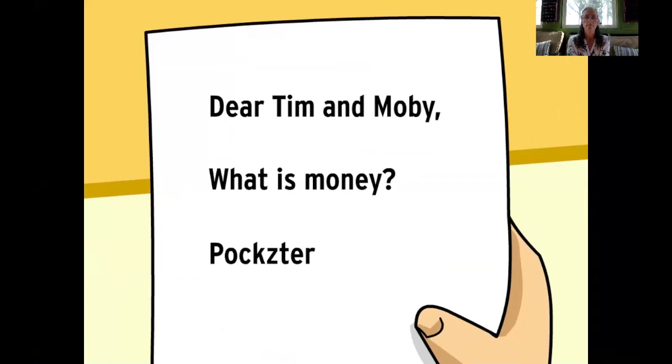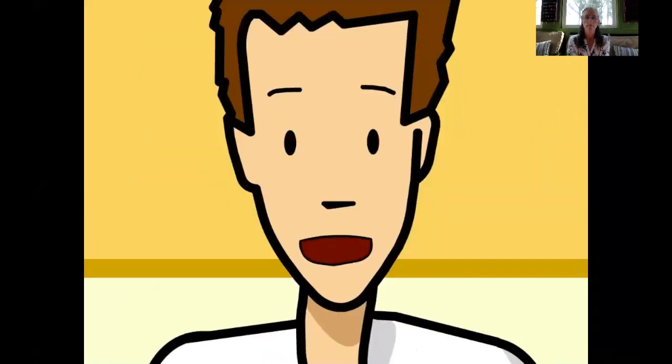Dear Tim and Moby, what is money? From Potzer. Money is, well, money is currency. You can buy stuff with it. This is harder than I thought.